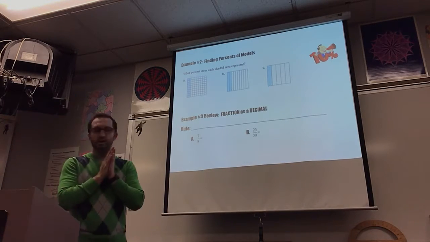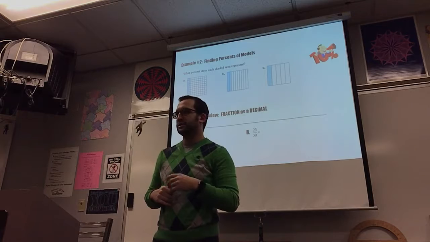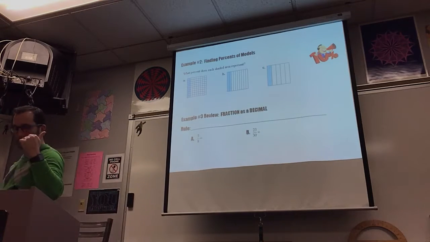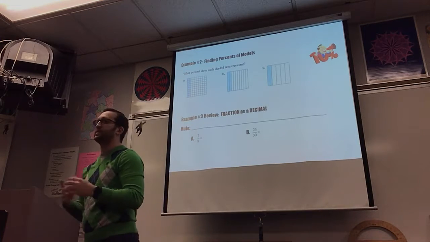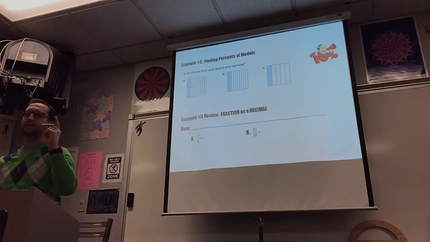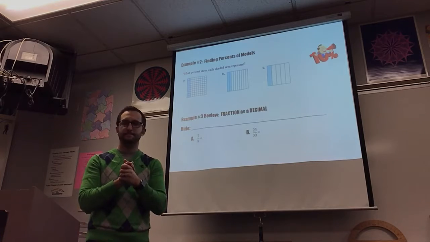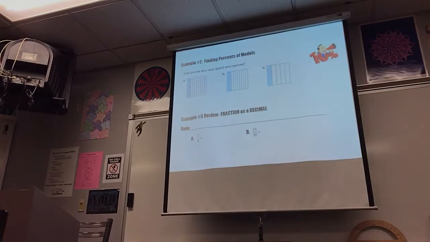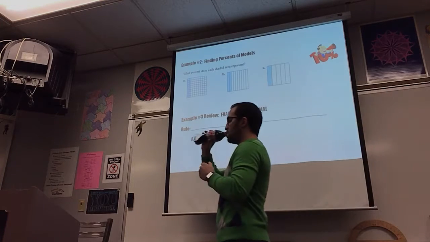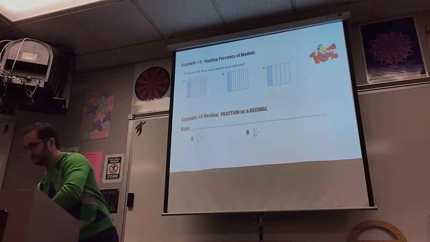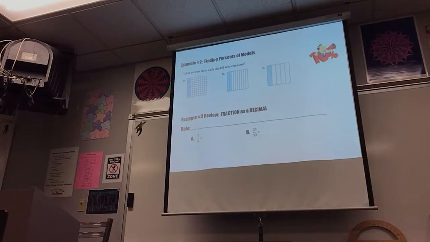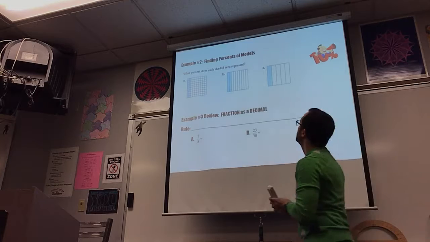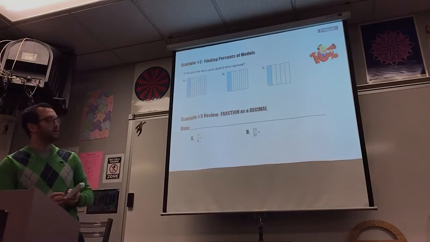All right, so you and your partner, I want you to do A, B, and C. Talk about what fraction it is first, and then what percent that would be. Take about 25 seconds, ready, set. With your partner, talk about it, go. Please write the fraction first.